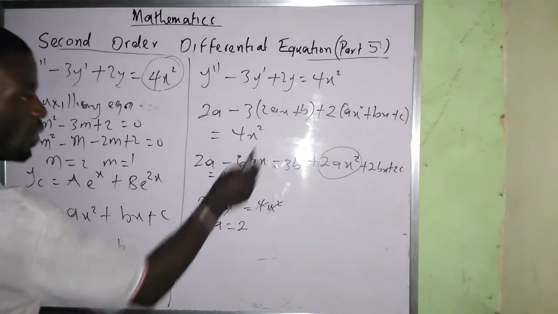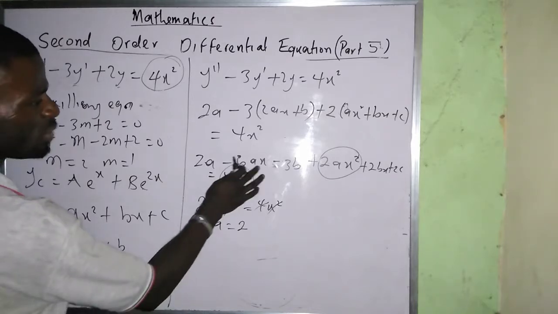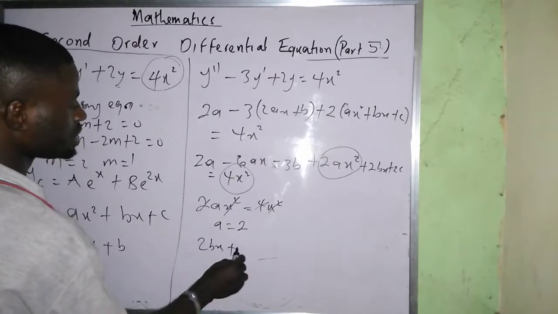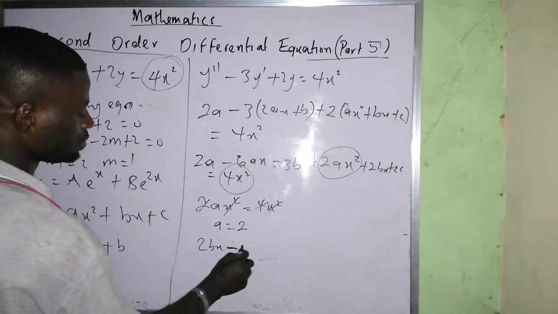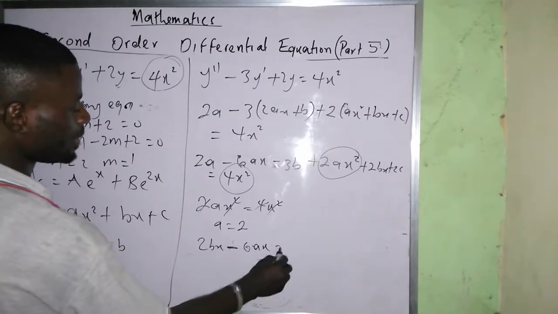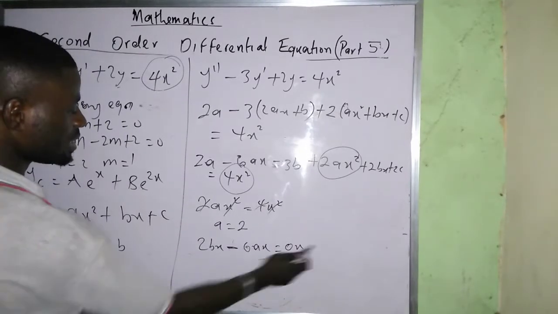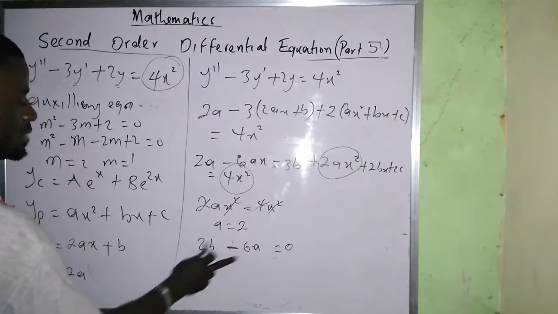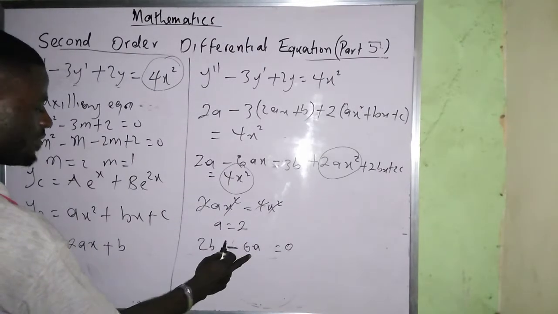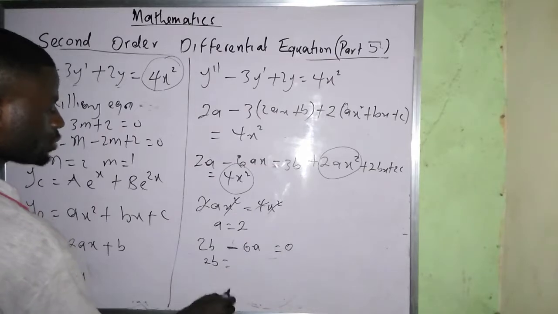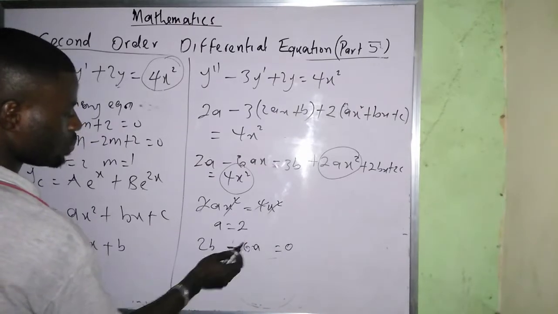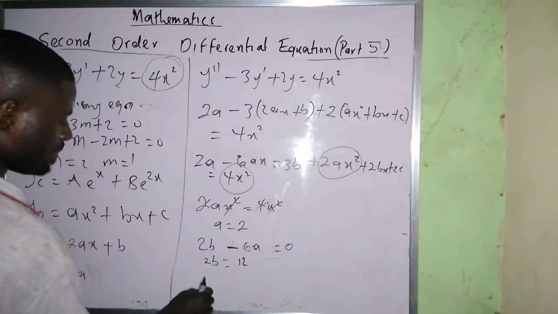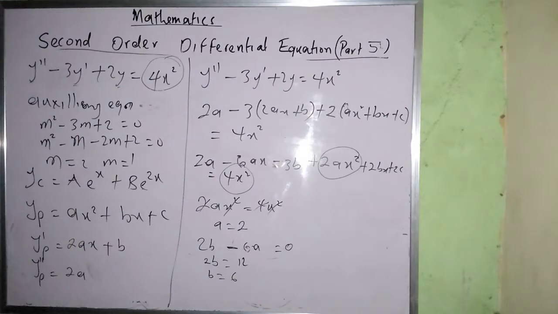The terms with x to the power of 1: it means I have 2bx minus 6ax equals 0x. Everything is 0, so the x will cancel out. What is my a? My a is 2. I will have 12. 2b equals 2 times 6, which is 12. Now, my b equals 6.